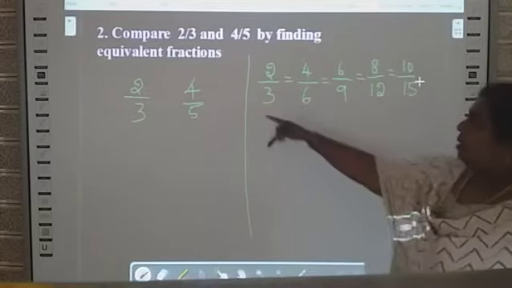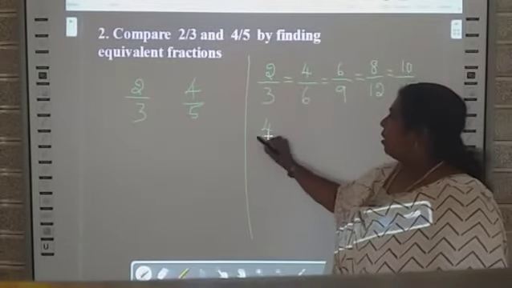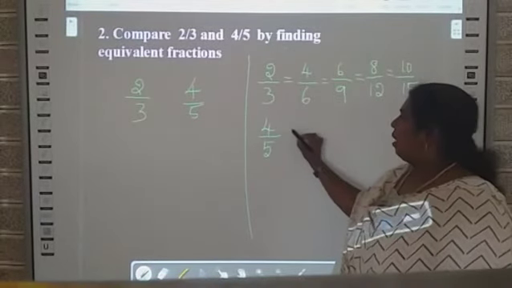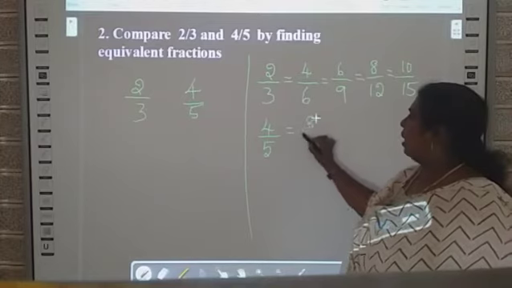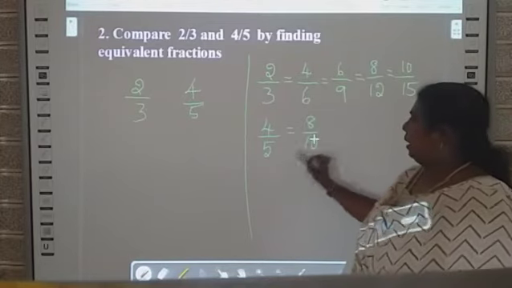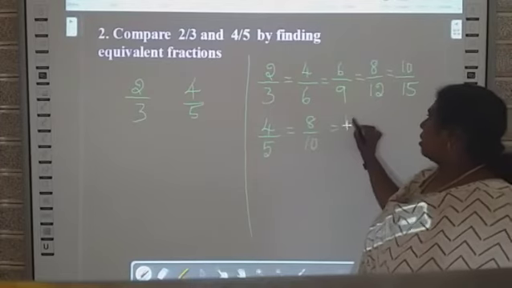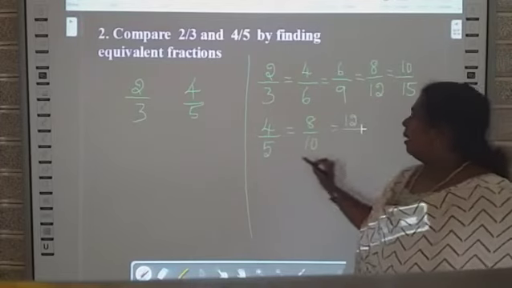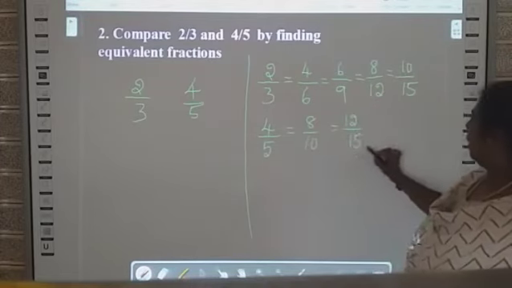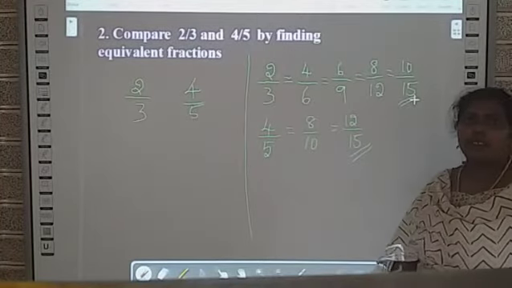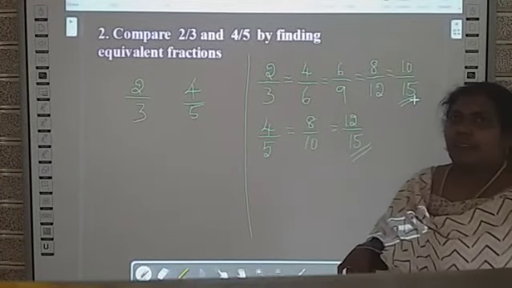Okay. Next, 4 by 5. Next fraction, 4 by 5. Second table, 4 times 2 are 8. 5 times 2 are 10. Next, third table, 4 times 3 are 12. 5 times 3 are 15. Now we check, here the denominator is equal, right? Now we can compare the fractions.